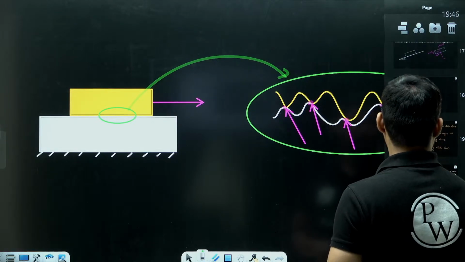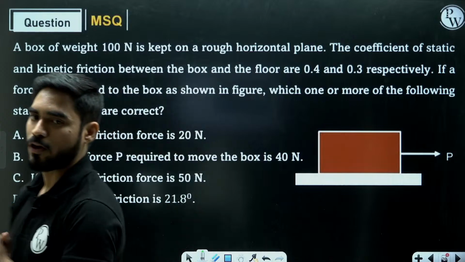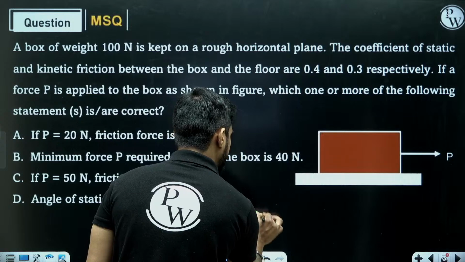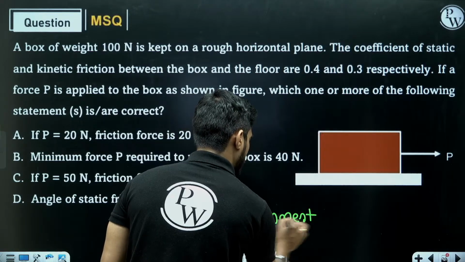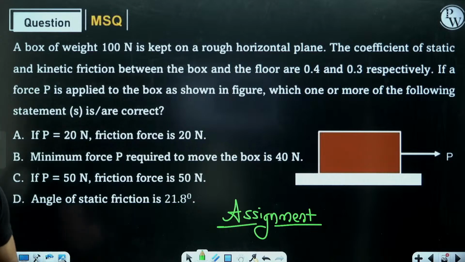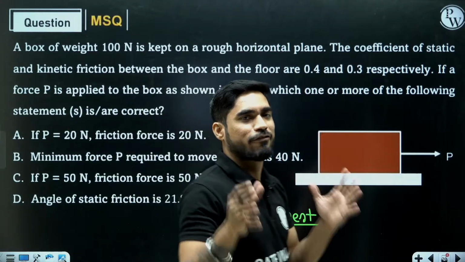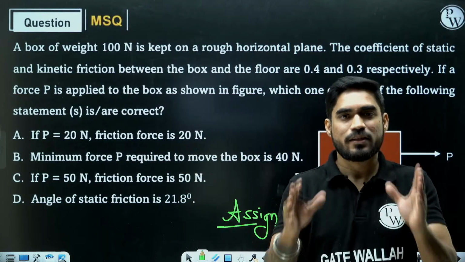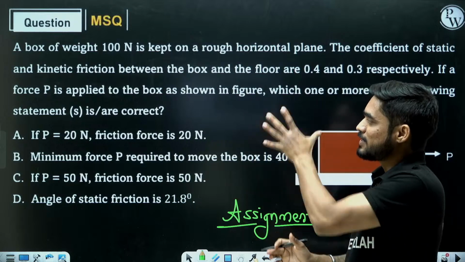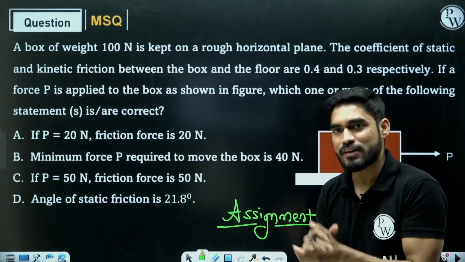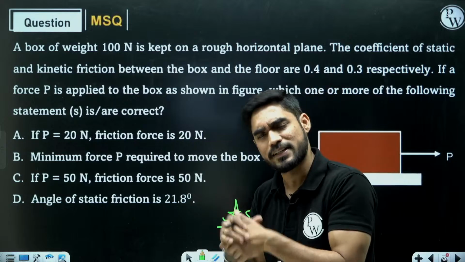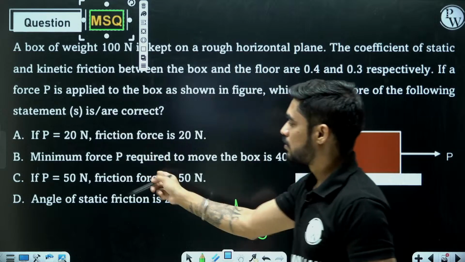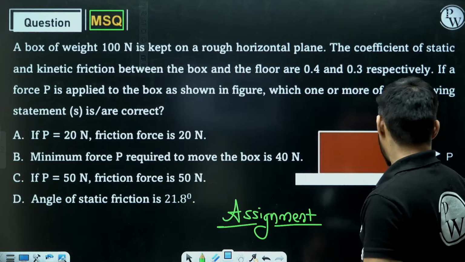Now I want you guys to solve this problem on your own. This is an assignment problem for you related to the concepts that we have just discussed. Okay. And we will be solving a lot more problems based on static friction in tomorrow's class. In tomorrow's class, I will deal with a variety of problems based on static friction. So this is the assignment problem related to the concepts we have discussed just now, and it is an MSQ question. So you have to check each and every statement.